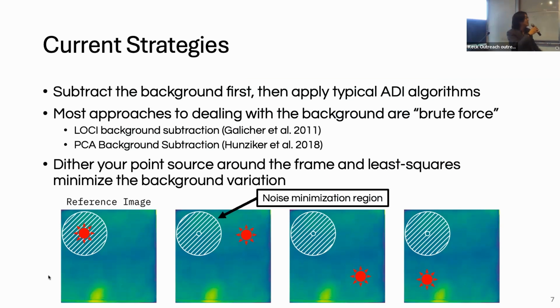did a PCA background subtraction. But essentially, a typical observing strategy for an M-band night is to dither your point source around the frame and do least squares minimization of this noise minimization region. This is a time series, successive frames throughout the night. So you take your PSF, you have this noise minimization region, and then you take another frame after moving the PSF, and you use these 3 frames to minimize the noise in this frame. So you're evaluating the background at a later time to subtract it from the target frame here.